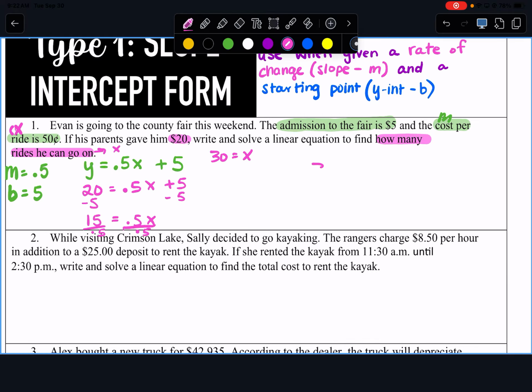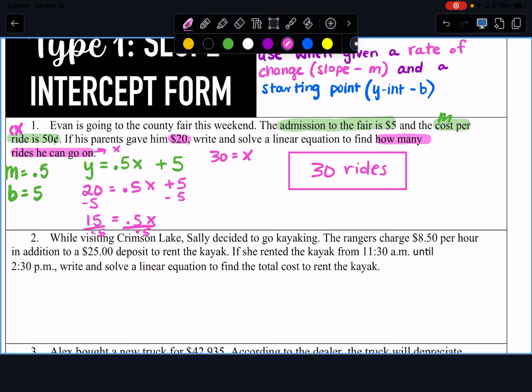So he can go on 30 rides. I do not think this fair was held in the year of 2025. I don't think you could get into the fair for $20.